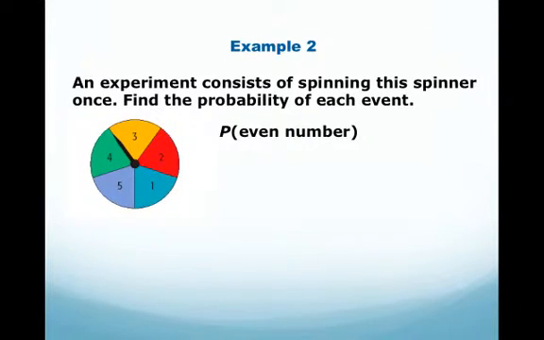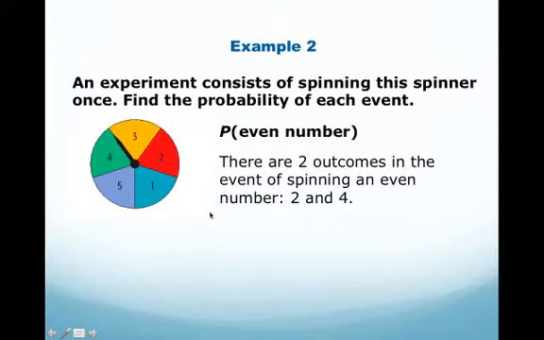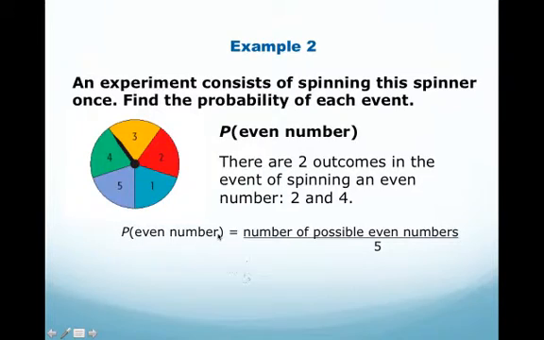Example 2. Find the probability of spinning an even number. So again, we know there are 5 numbers. How many of those numbers are even? In this case, 2 and 4 are even. So there are 2 numbers that are even. So the probability of spinning an even number would be 2 out of 5.